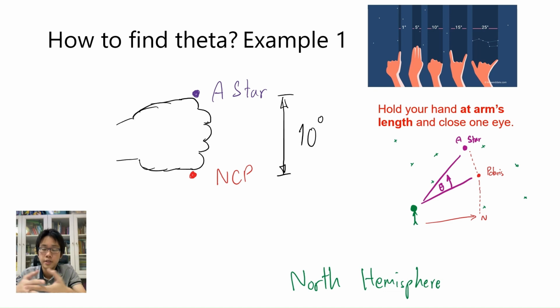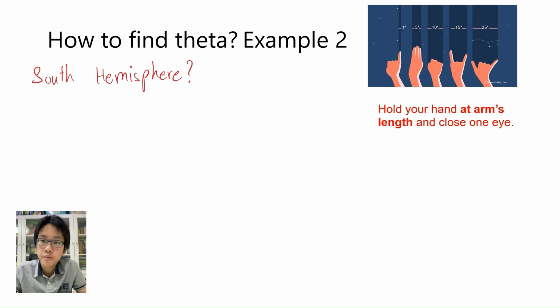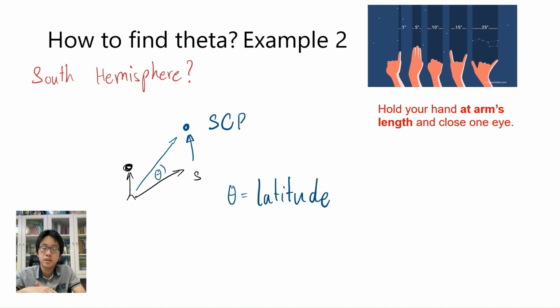So what about the Southern Hemisphere, if you may ask? There would be stars with a position close to the SCP in the Southern Hemisphere, but they would be much less bright, so it's harder to find. Basically, we're going to measure the degrees from the ground, as a latitude, in the direction of directly south. That would be the SCP, or South Celestial Pole.